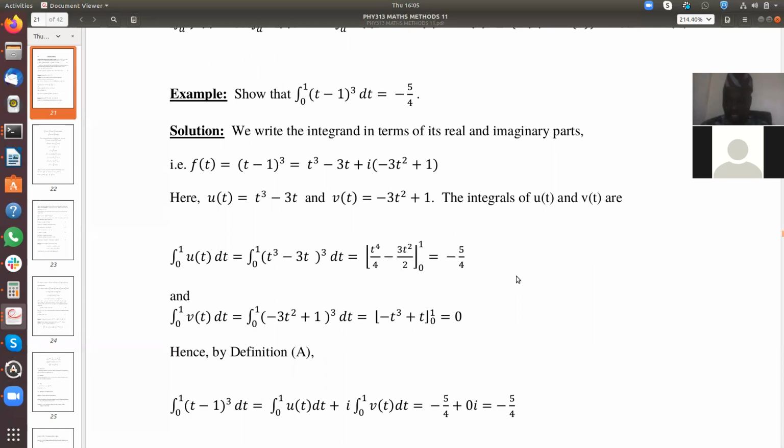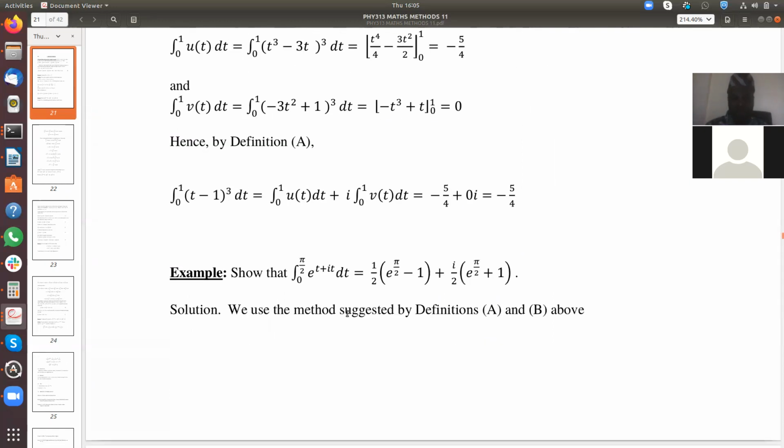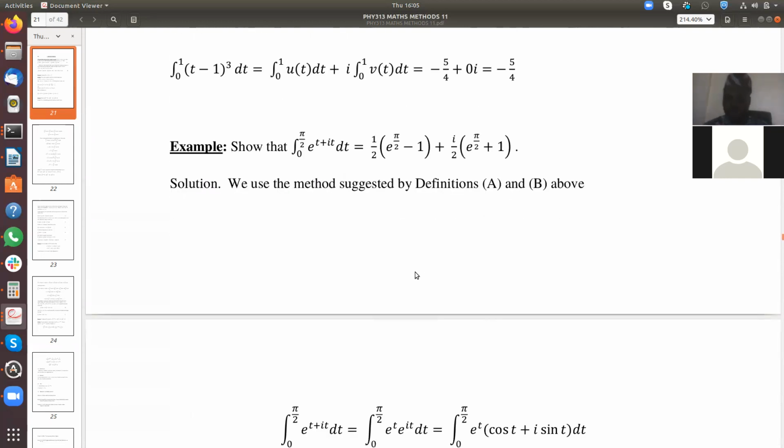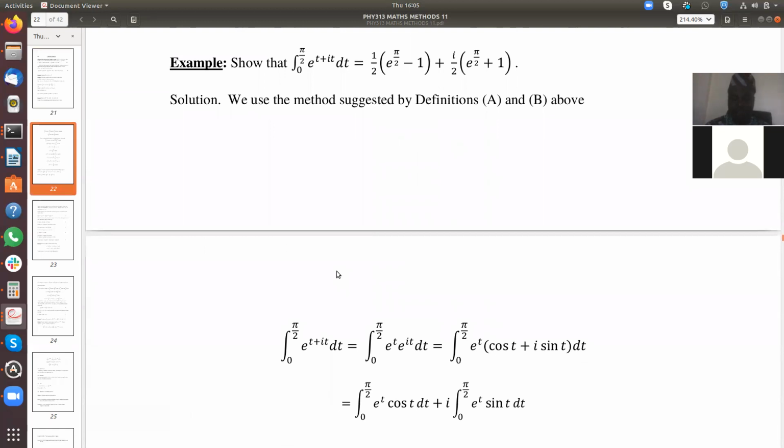Now let's look at another example. Show that the integral from 0 to pi over 2 of e to the t plus i t dt is equal to this. Here, if you apply the approach, you have this is the function, which is this. Then you can split it, because we have a plus here.